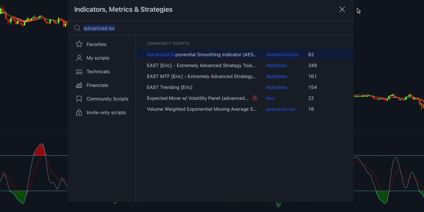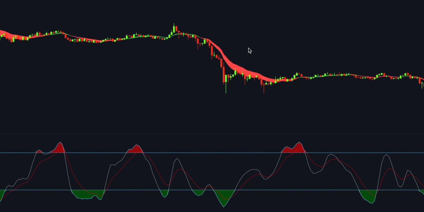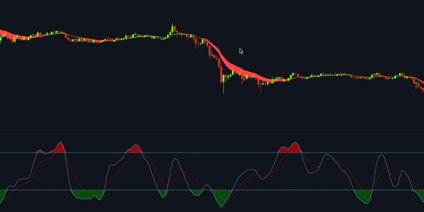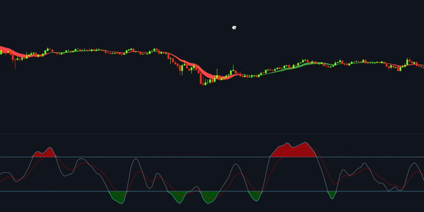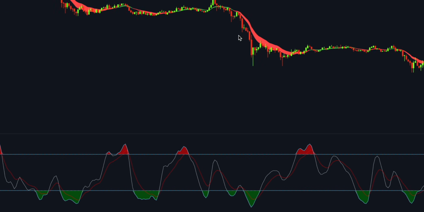It smooths out the price, giving you more easy-to-read data. Instead of manually drawing trend lines or using outdated moving averages and wondering if your technical analysis is correct, apply this indicator to your chart and read the price action easily.